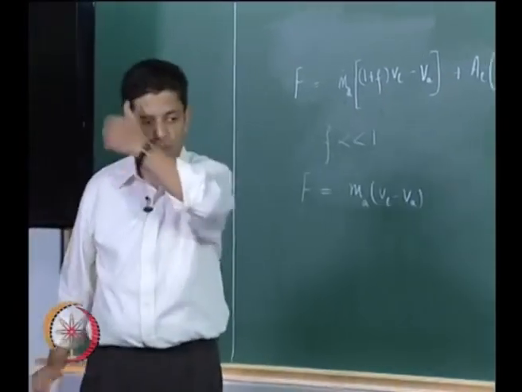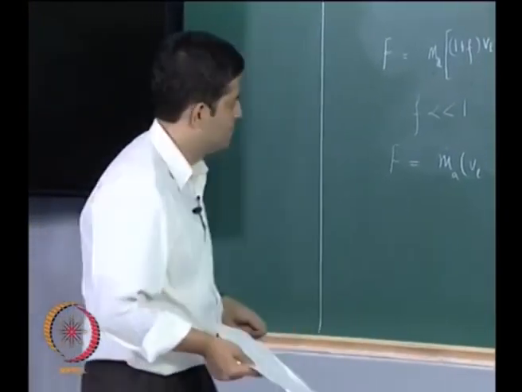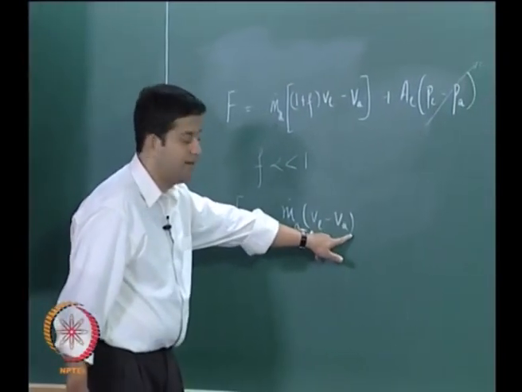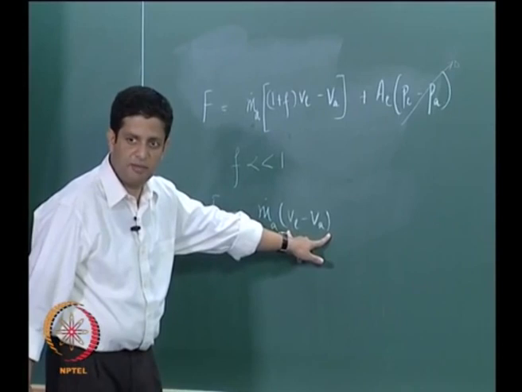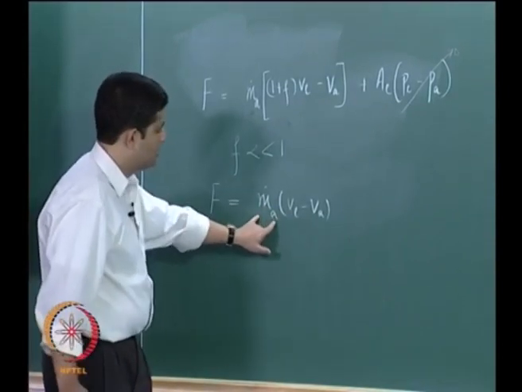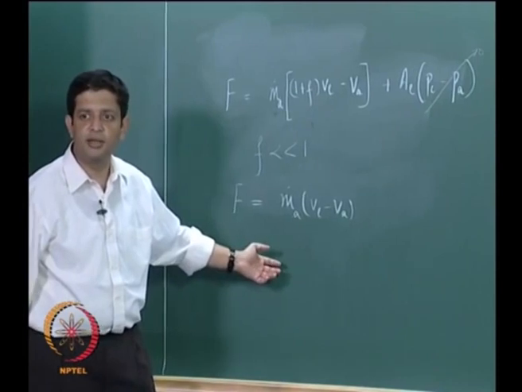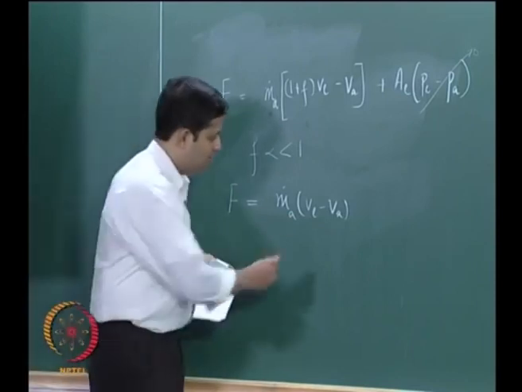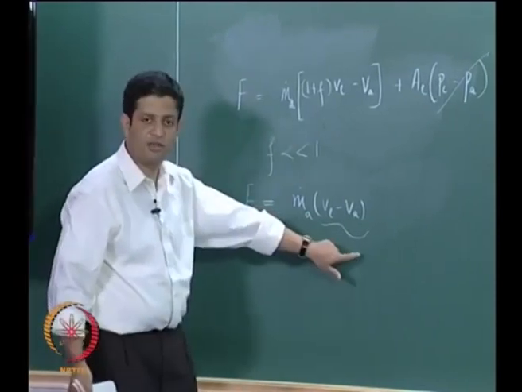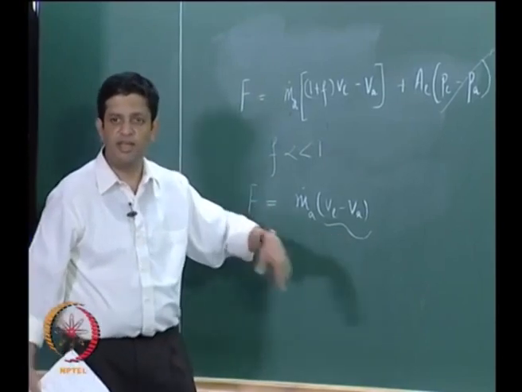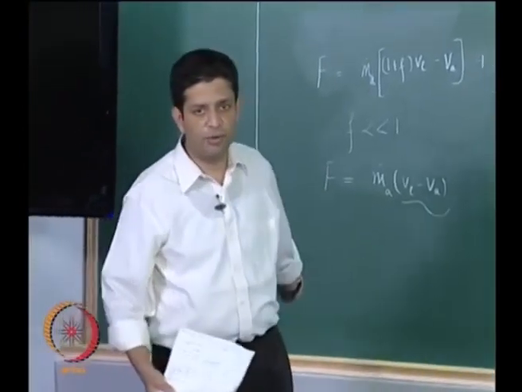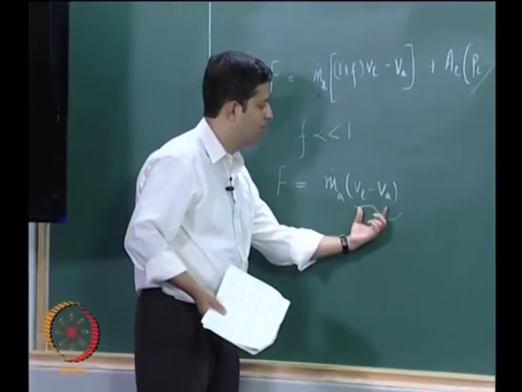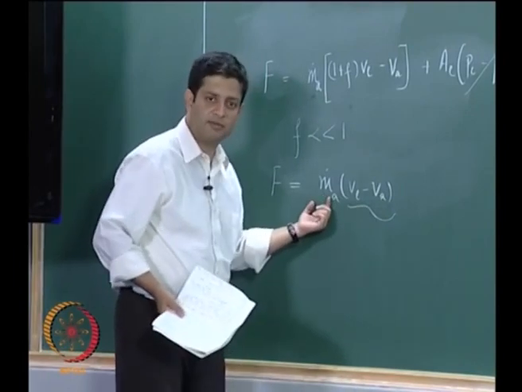Now, there are two ways of getting the same thrust here. One is to increase this part, or you can get the same thrust by increasing the mass flow rate through the engine. What is done in a turbojet is that you increase the velocity differential. VE is much greater than VA, and therefore you get a high thrust. Now, you can get the same thrust by having a smaller VE minus VA, but a larger mass flow rate.